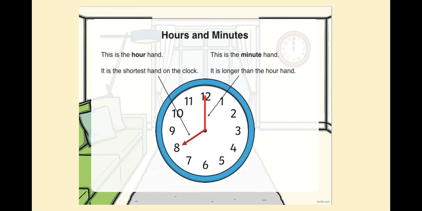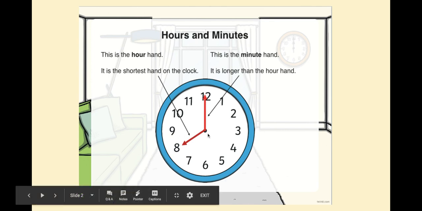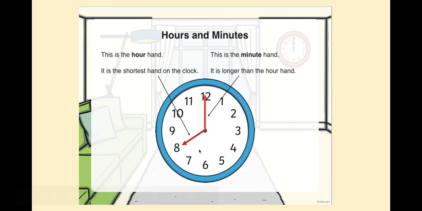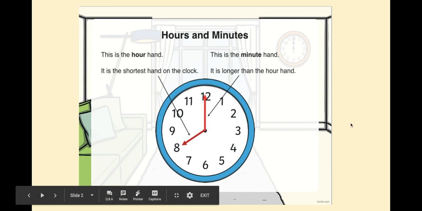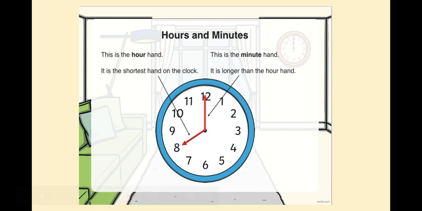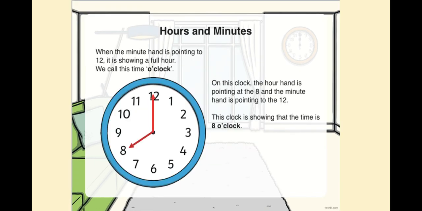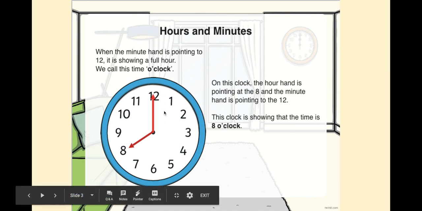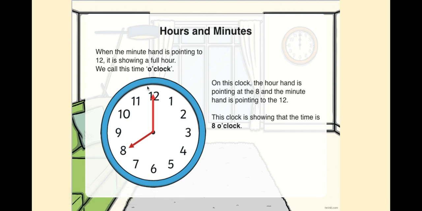There are two hands on a clock. The short hand here is the hand that tells us what hour it is. And then the long hand here tells us what minute it is. You can see by the look of the two hands that the minute hand is longer than the hour hand. When the minute hand is pointing to the 12, it shows a full hour, and we call this time o'clock. A full hour means that the minute hand goes all the way around our clock from 12 right back around. And this is o'clock when the minute hand is pointing to the 12.